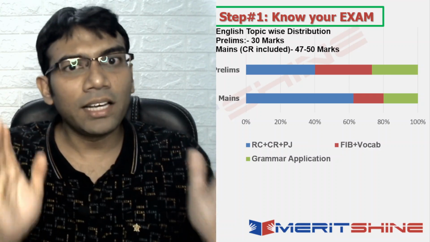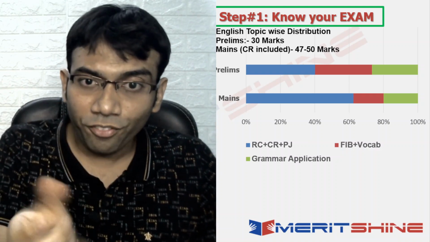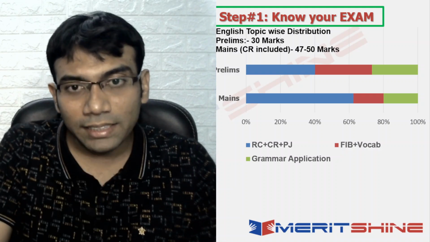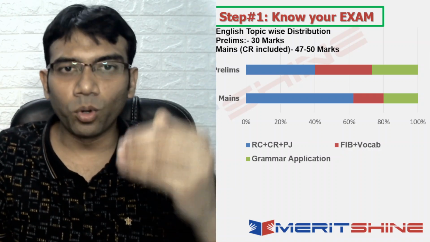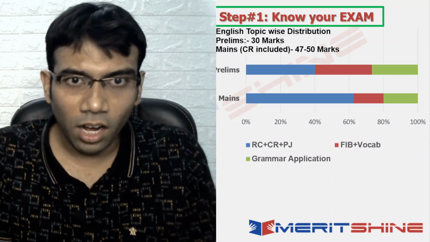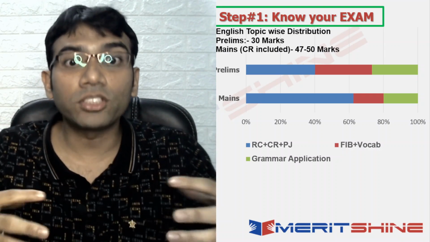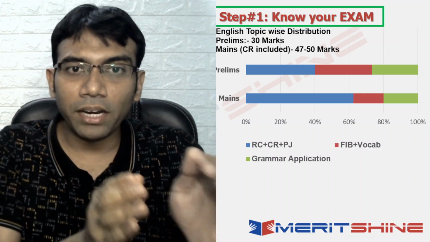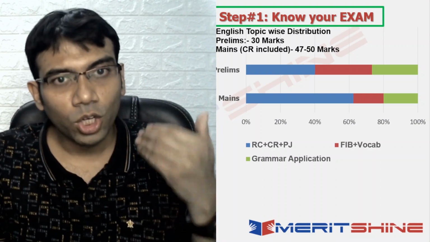RC, CR and PJ is clearly the substantial chunk of the marks, followed by grammar application and then FIB vocab. That obviously does not mean that something is more important and something is less important, because for us every mark counts, right? But this is the idea of how the distribution of the marks has been happening in prelims and mains for the past 2-3 years.